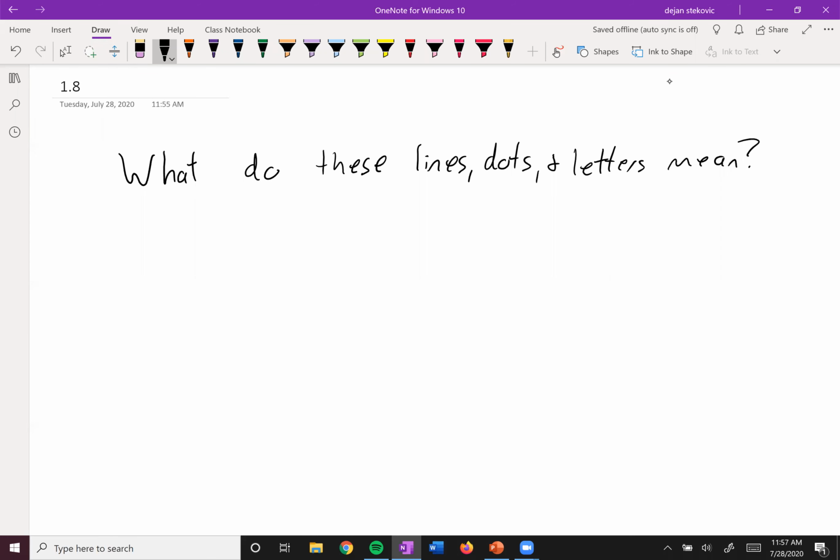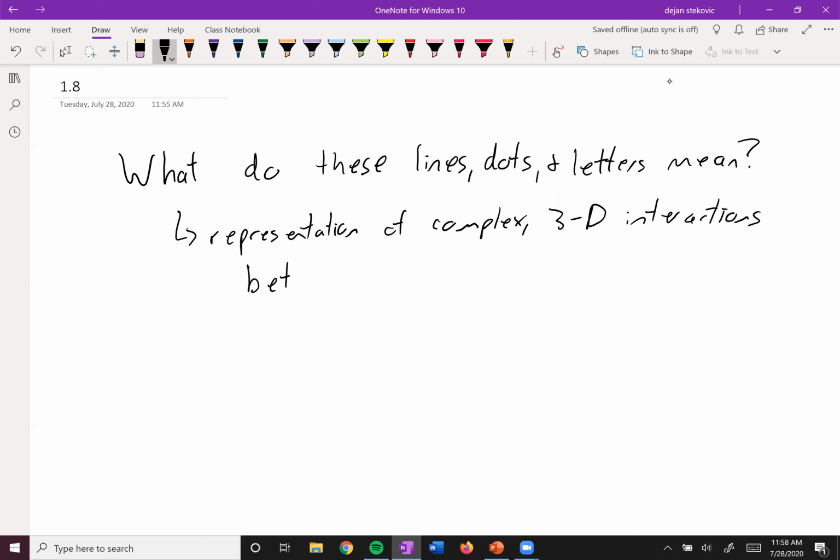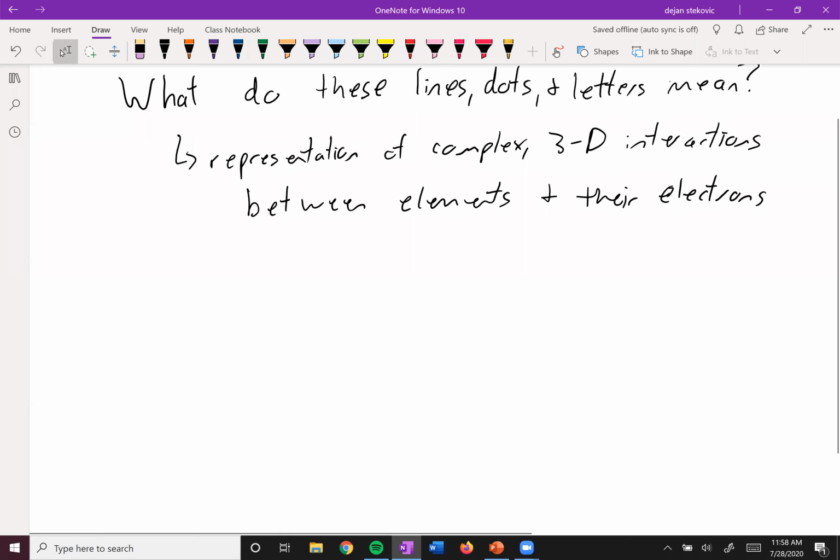All right, so when we're drawing these Lewis structures, we're drawing a bunch of lines, some dots, and some letters, right? So what does this mean? Is this just some kind of random picture? Obviously not, right? This is just a representation of very complex, three-dimensional interactions between elements and their electrons. Even though it looks like a relatively simple drawing, it's actually representing something quite complex.